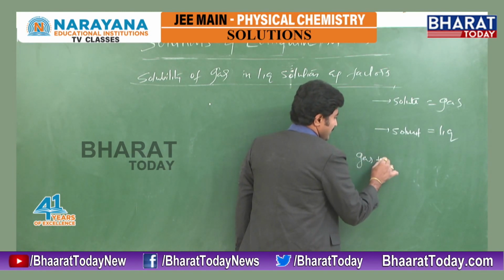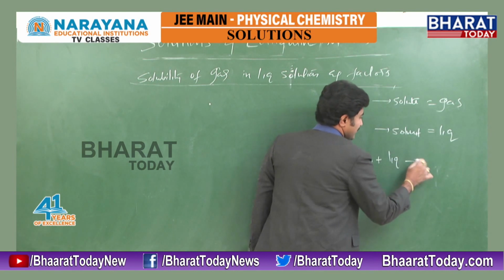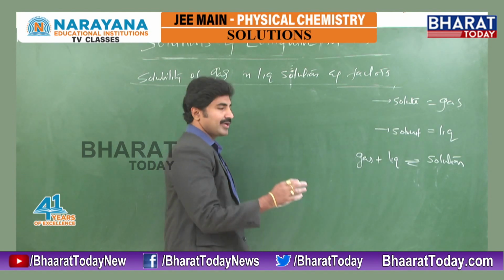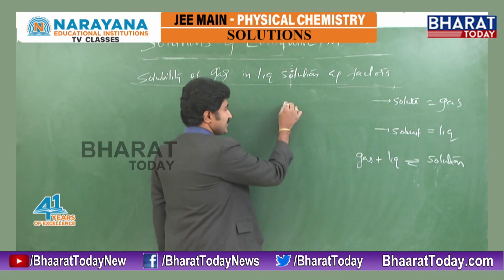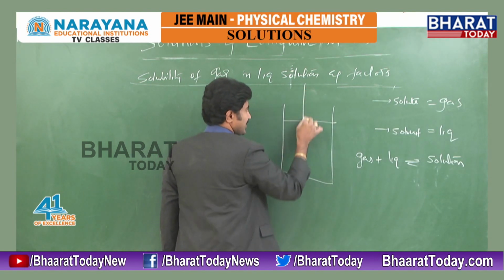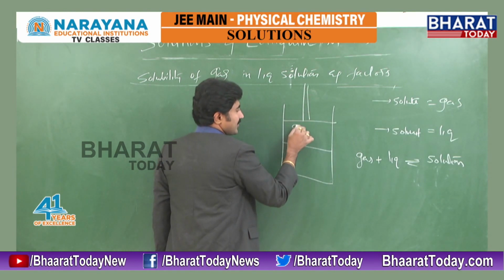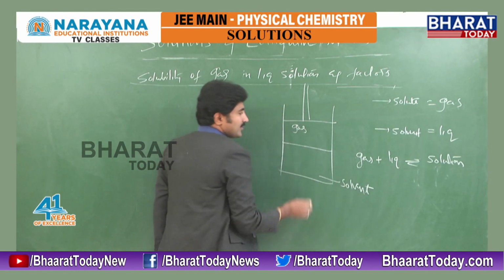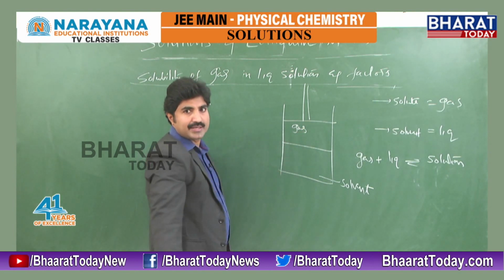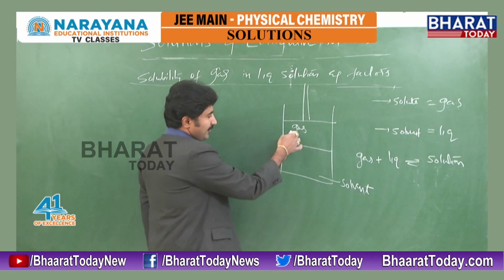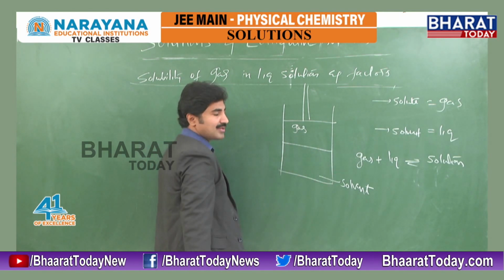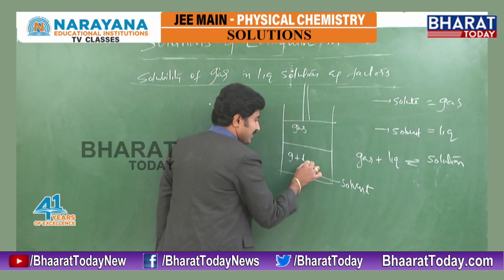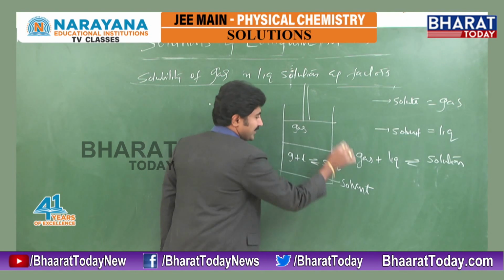So when a gas is dissolved in a given liquid, solution will be obtained. But in this we have to take a closed container arrangement. This arrangement is a piston arrangement. It has an undissolved gas and a given solvent. So when you allow dissolution of gas in a given solvent, what happened? This gas is dissolved in the given solvent and makes this solution equilibrium.